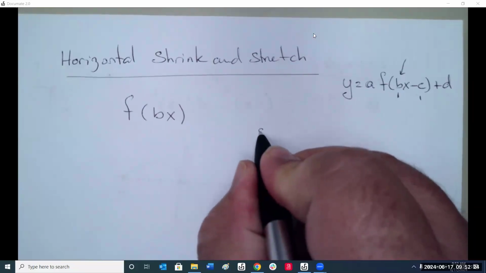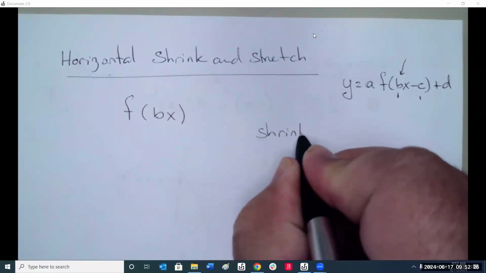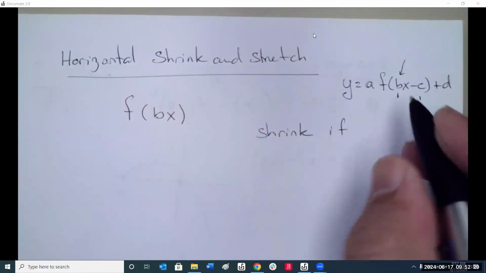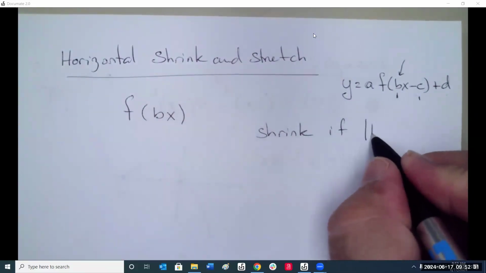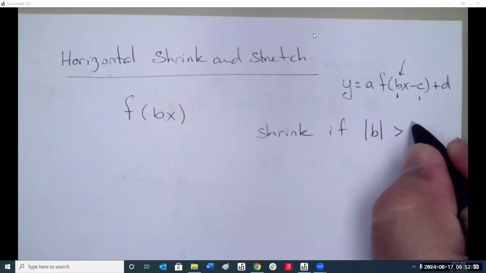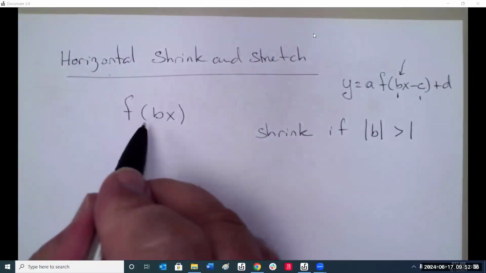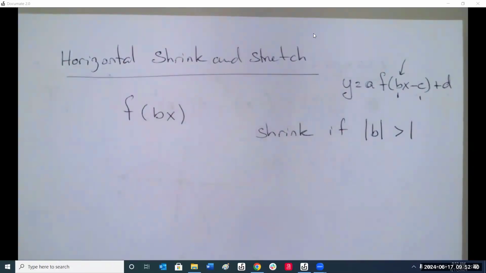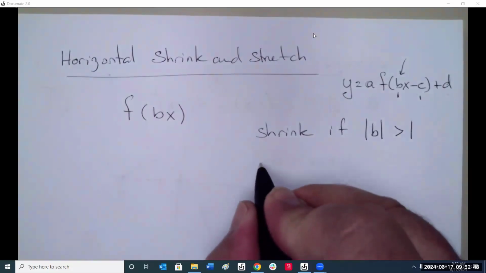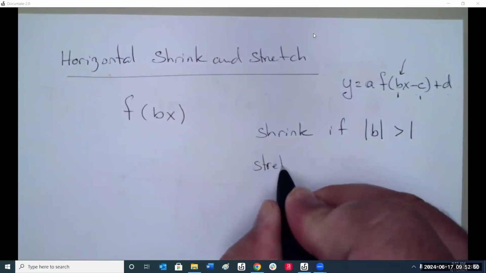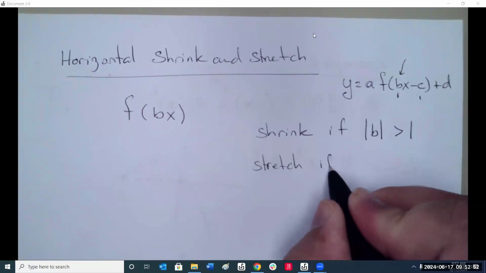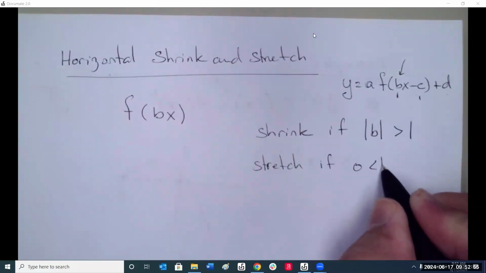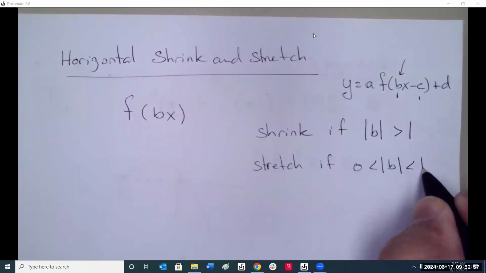The graph will shrink if the absolute value of b is greater than 1. In other words, if the number in front of x is greater than 1, that means the graph will shrink horizontally. It'll stretch if the absolute value of b is a fraction.